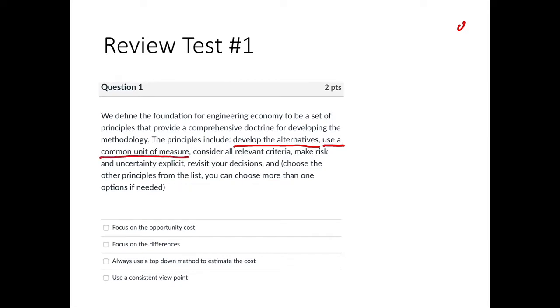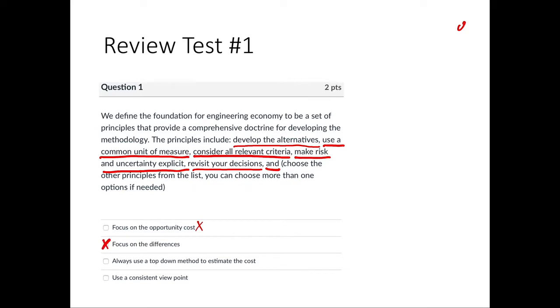Develop the alternatives, use a common unit of measure, consider all relevant criteria, make risk and uncertainty explicit, revisit your decisions, and what. Okay, so you want to see whichever of these 4 options is correct as a fundamental principle of engineering economy. Okay, so focus on the opportunity cost. That's not one of the principles. Focus on the differences. Yes.